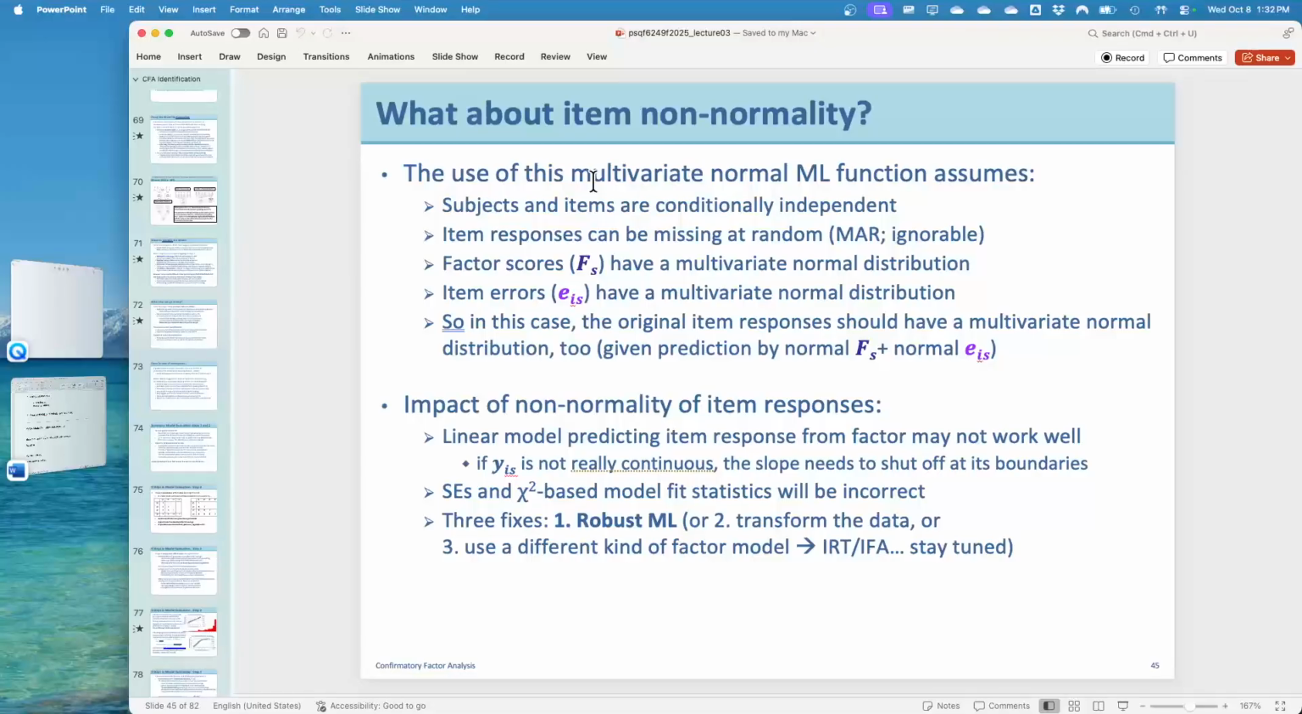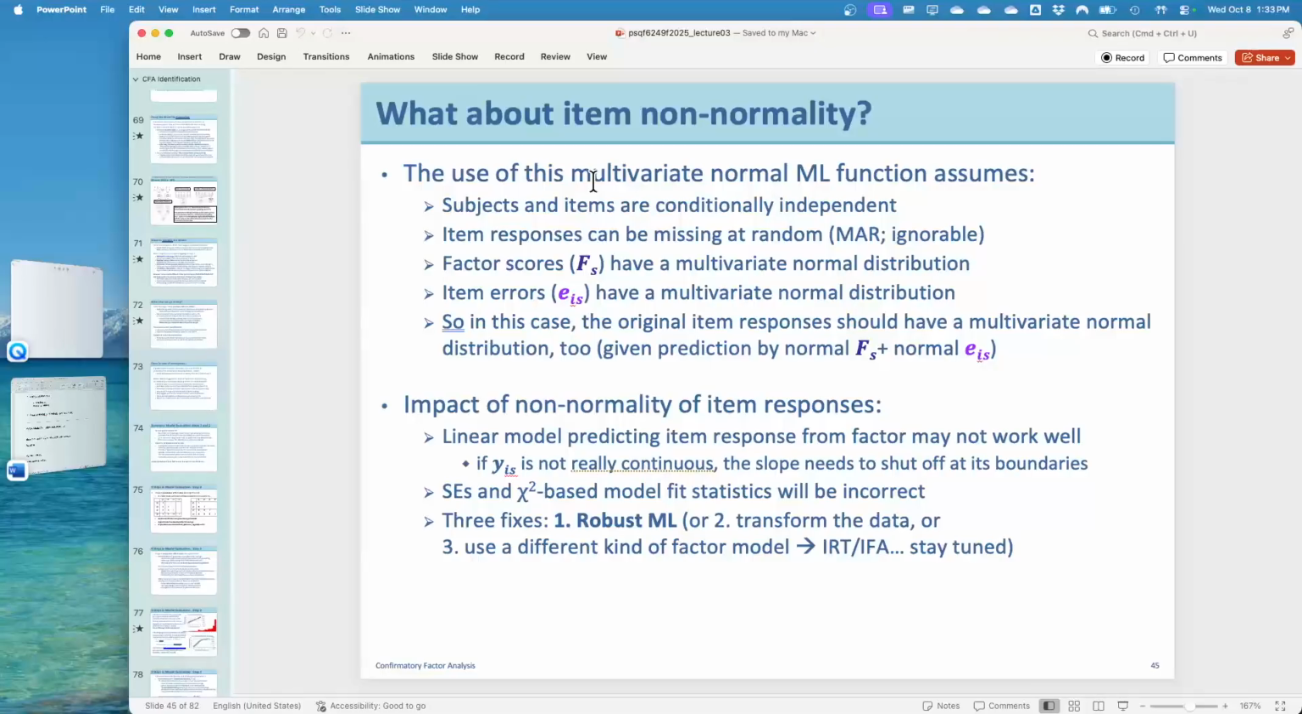Item responses are assumed to be missing at random. That has a lot to it that I won't go into. But just know that that's a relatively better assumption than missing completely at random. So this is a good way of doing it, better than deleting data, deleting whole cases. We also assume that factor scores follow a multivariate normal distribution. The item errors also have the multivariate distribution.